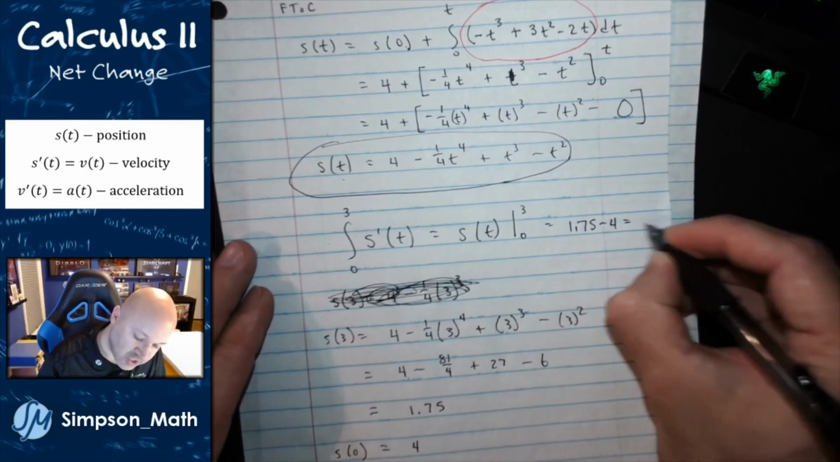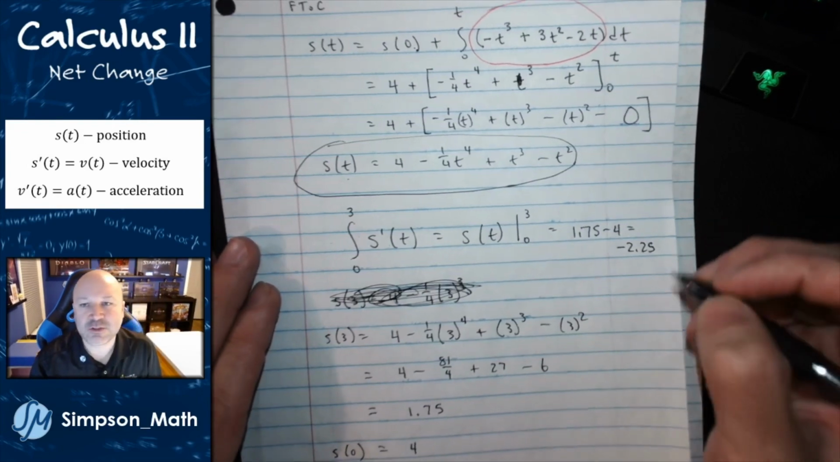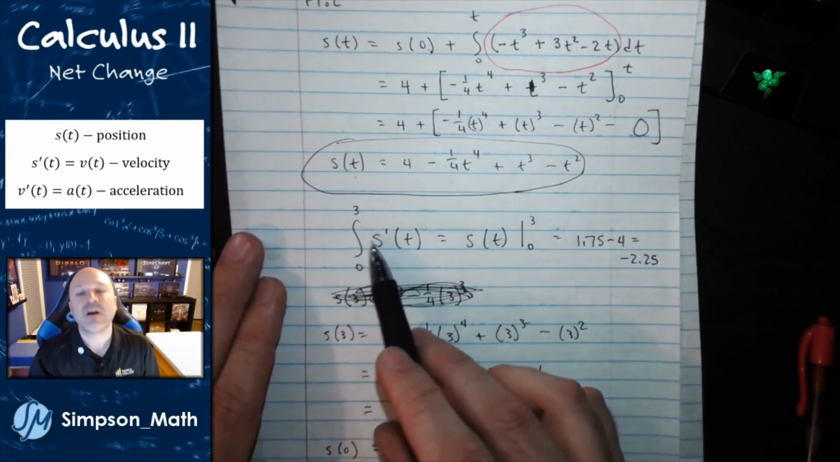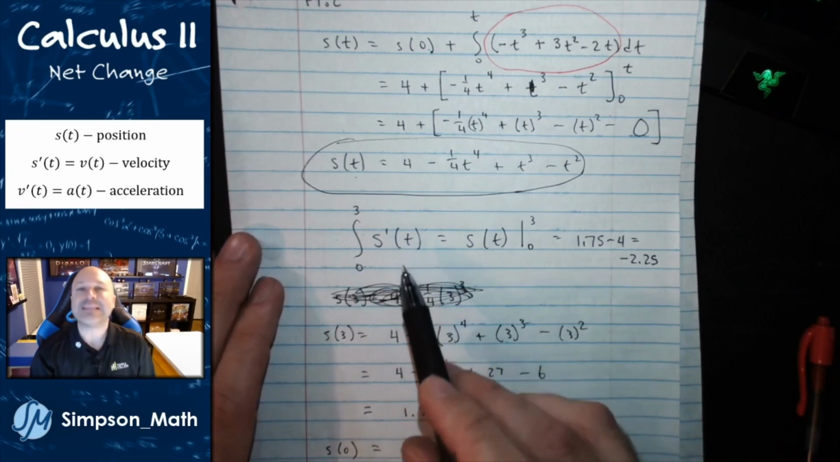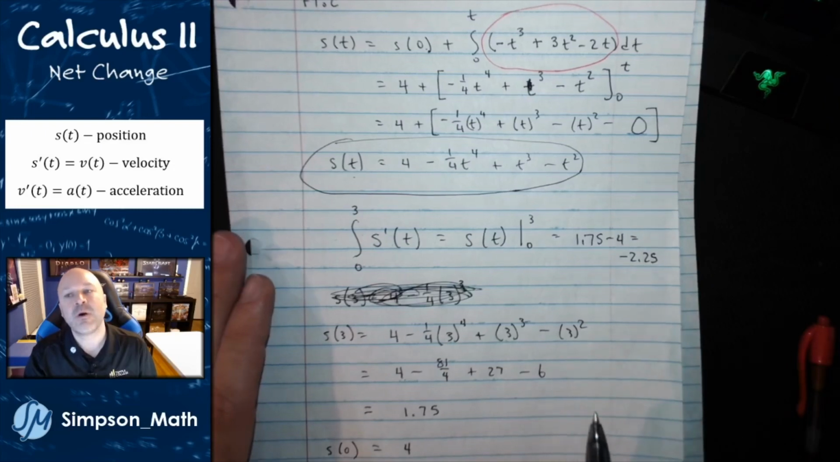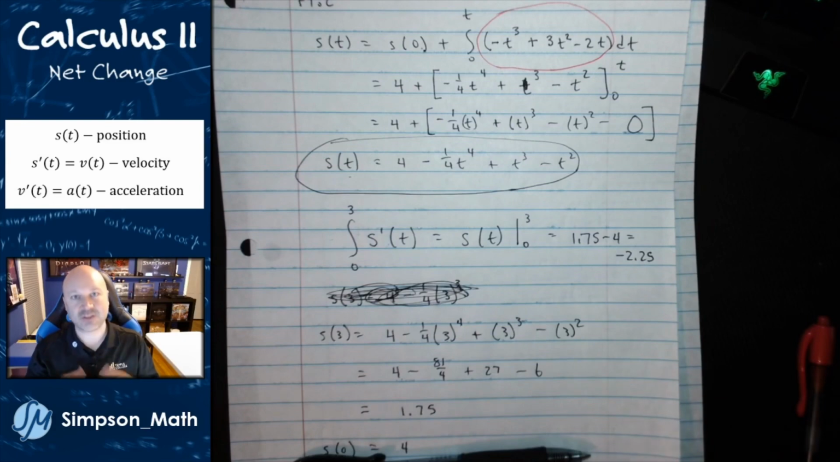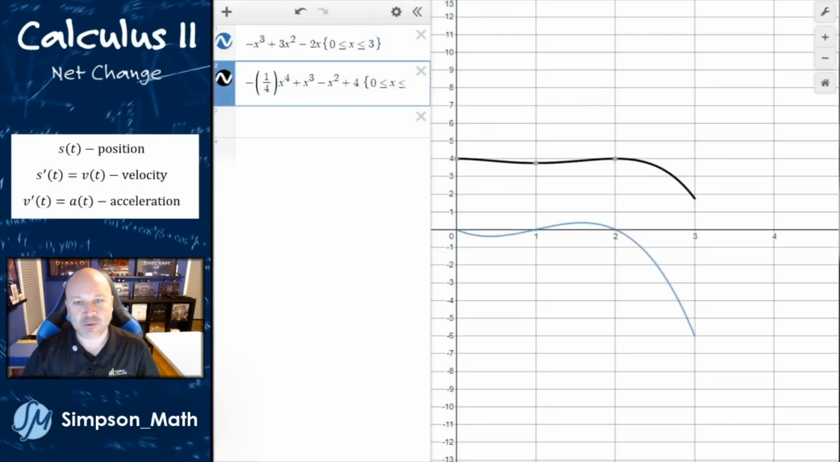1.75 minus 4, which is negative 2.25. The antiderivative of velocity, that antiderivative process, is giving us a net change of negative 2.25. If I was given the velocity function, then we're talking about the position change, a net change of negative 2.25. That's exactly what we were saying. Starting here at 4, I ended up at 1.75. That is a net change of negative 2.25.